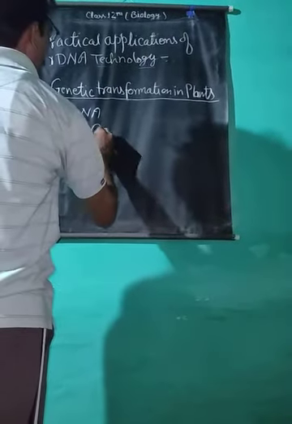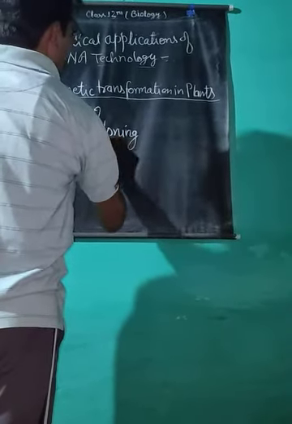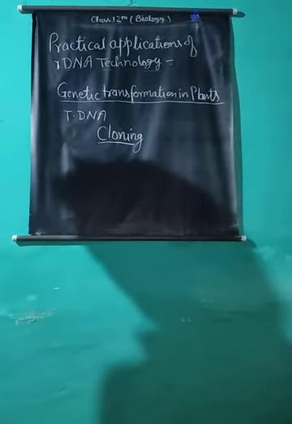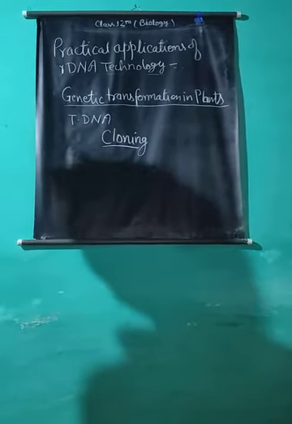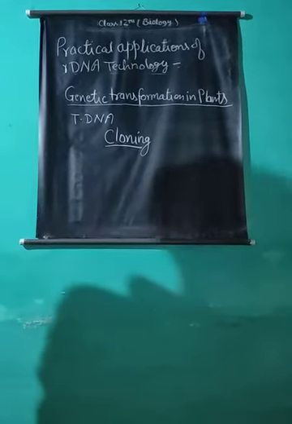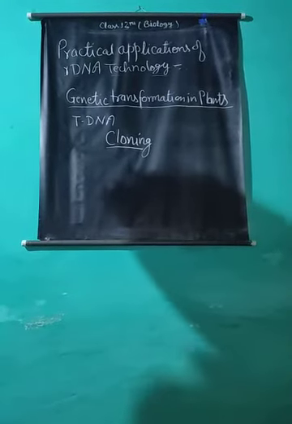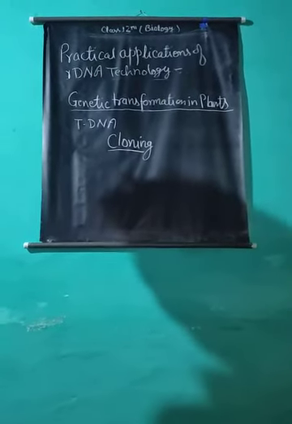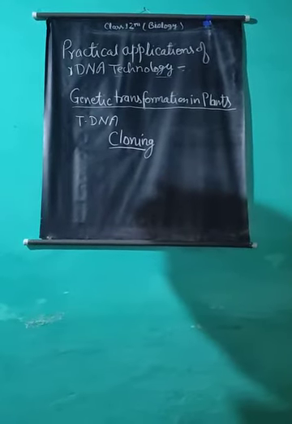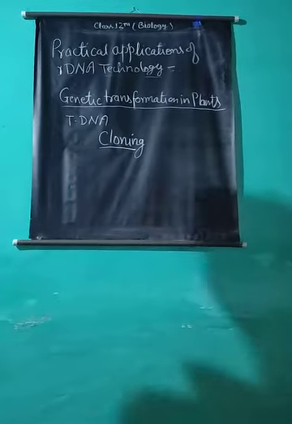The cloning. A group of genetically identical organisms is called a clone. About clones, you have read in Reproduction in Organisms. Today, clones of genes and clones of organisms are produced. This process of making a clone of genes and organisms is called cloning.